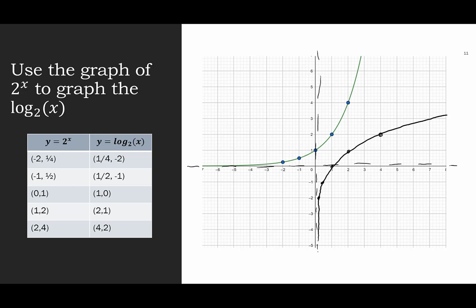Both of the functions are increasing. You can see there is some symmetry. They look pretty similar, and if we wanted to, we could draw in this line y equals x, which is their symmetry. So if I fold along this dotted line, I should see the things line up pretty well.